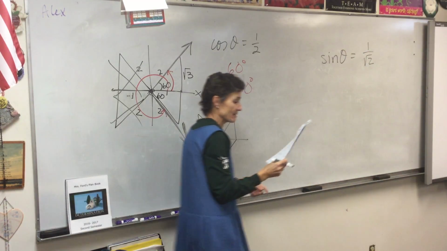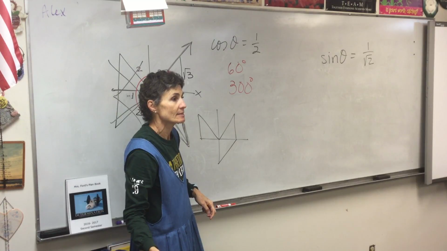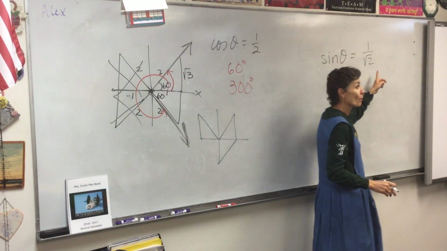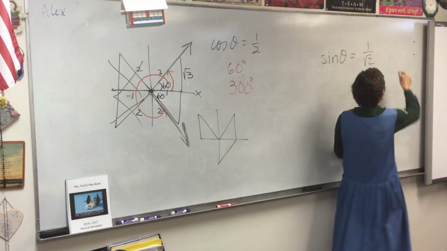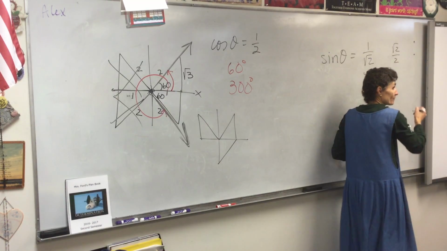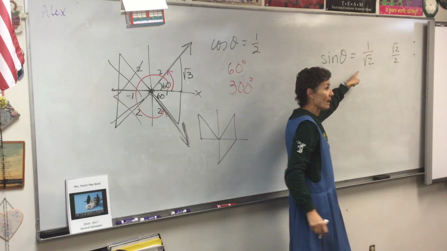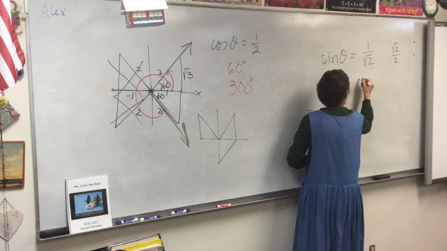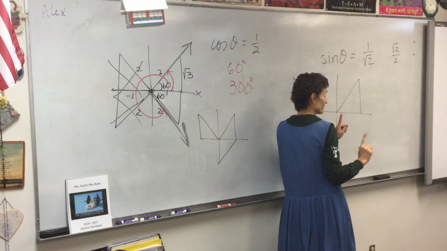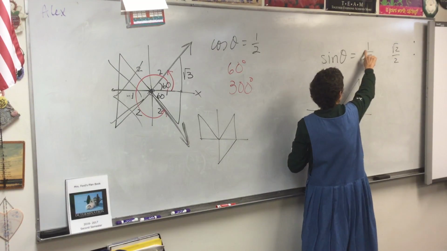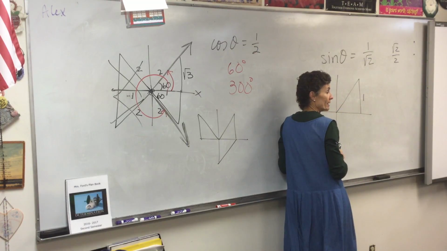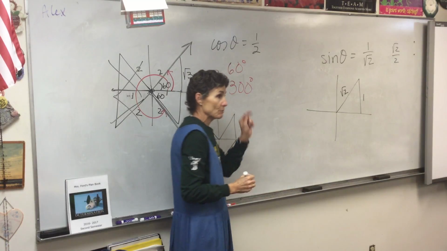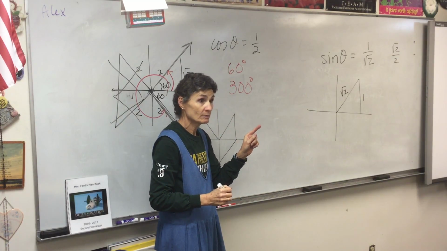Now, you're looking at that saying, that's not what mine says, but actually it is. Because if you rationalize that, wouldn't it be root 2 over 2? Yeah. The reason I like it better in this form is because when I go to draw it, I'm just going to draw one triangle at a time, that says the opposite side is 1 and the hypotenuse is root 2. Now, do you recognize that triangle?